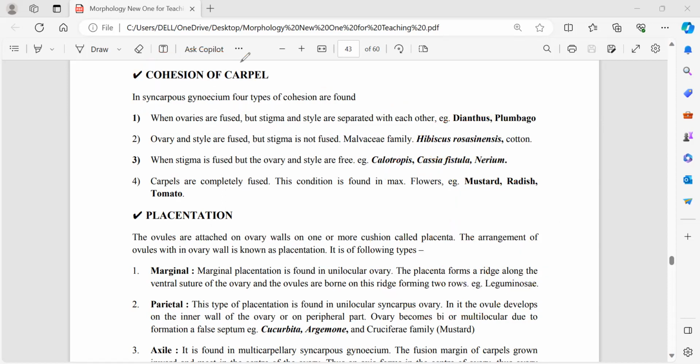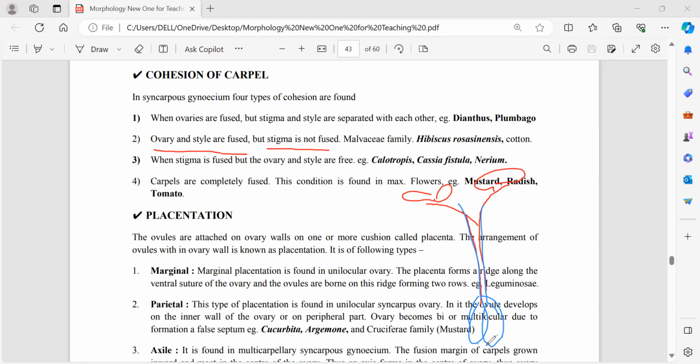We have another case: ovary and style are fused, but stigma is not fused. Stigmas ऊपर जो stigmas होते हैं. For example, we have two carpels, और दोनों स्टिग्मास ऊपर क्या है, they are free, लेकिन उनके स्टाइल्स फ्यूज्ड हैं, उनके ओवरीज नीचे फ्यूज्ड हैं, and this too is a fusion.